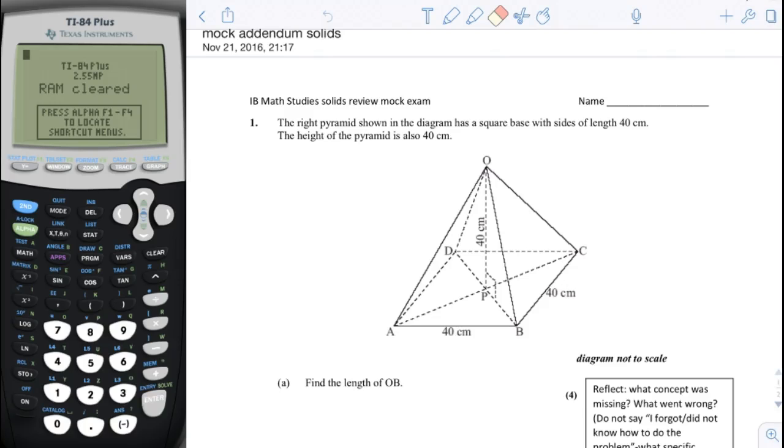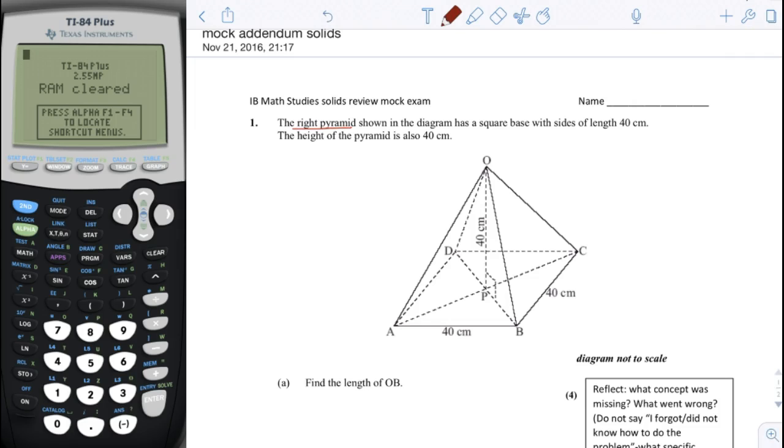Here are the solutions for the solids mock exam. The right pyramid shown in this diagram has a square base with sides of length 40 centimeters, and the height of the pyramid is also 40 centimeters. What is a right pyramid?